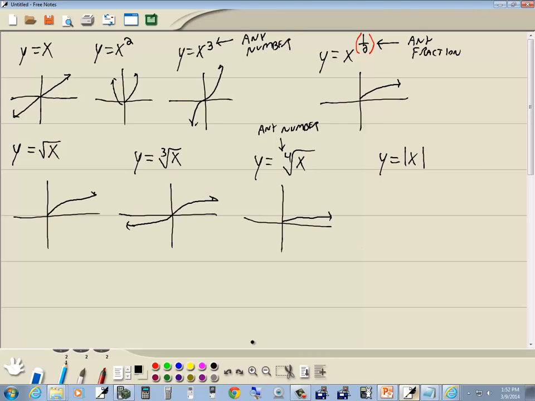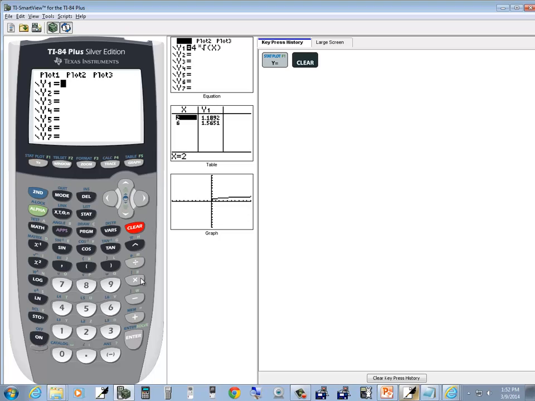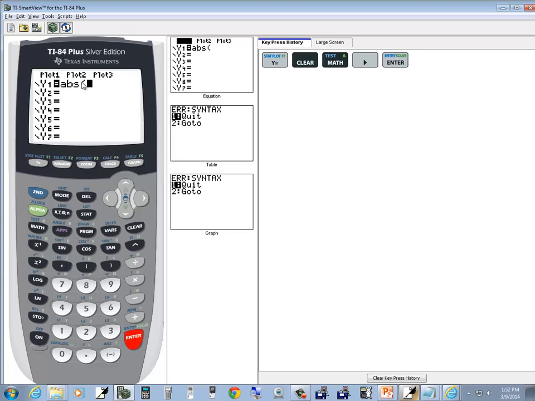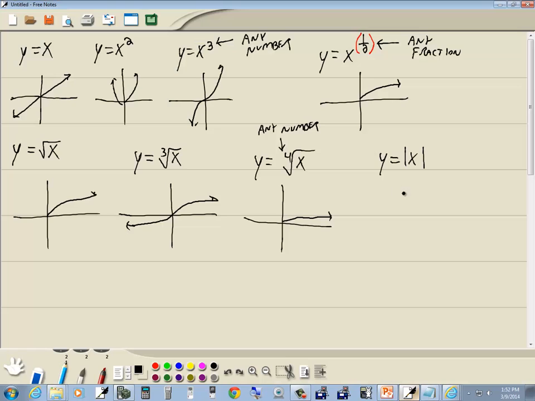Now, absolute value of x. Press my Y equals, press my clear, I go to math, and then I right arrow to NUM, and ABS is our first choice. It's already highlighted, so all I have to do is press enter. Notice it puts the ABS and a beginning parentheses. So we'll put our x in, put a closing parentheses, and then graph. And that gives us our V-shaped graph.